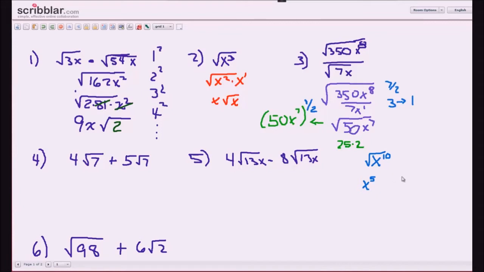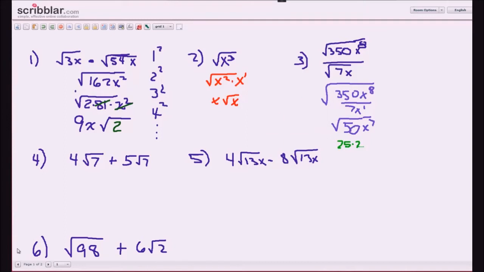Now, what if that was x to the 11th, though? Now a completely different question. Well, 11 divided by 2 is 5, but there's a remainder of 1, and that remainder is going to remain in the square root. So that's going to end up being x to the 5th square root of x. And so when you divide by 2, that's basically using the rules of exponents to show you that you want to have a variable left over on the inside.